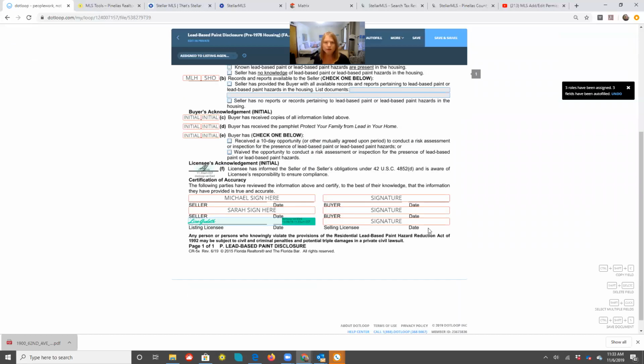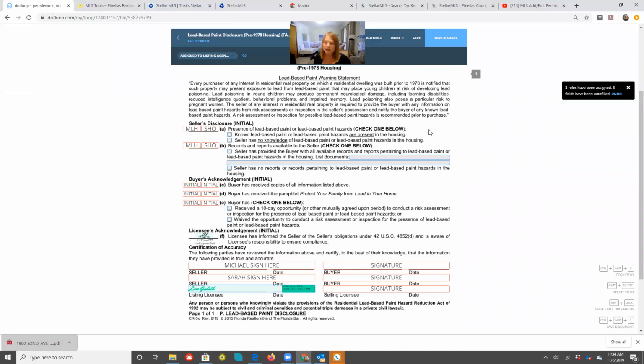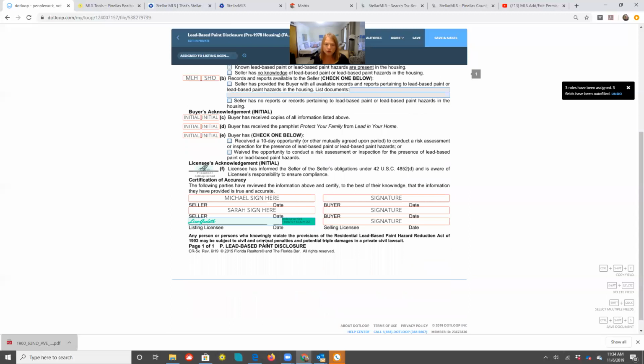I'm going to point out this is a federal law, US, and that lead-based paint is bad and it's irreversible. So it's so bad that they came up with this form and all of these laws, and if anybody knowingly violates the provisions of the Lead-Based Paint Hazard Reduction Act, then they may be subject to civil and criminal penalties and potential treble damages. It could be tens of thousands of dollars. So that's really why I spend a little extra time on here.